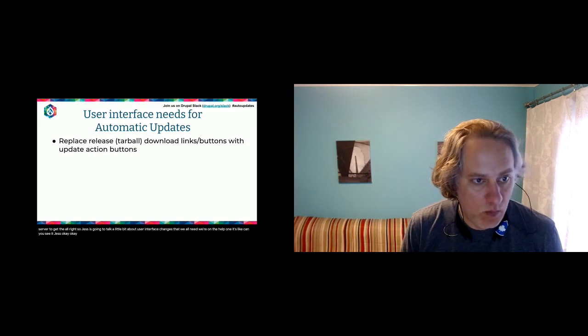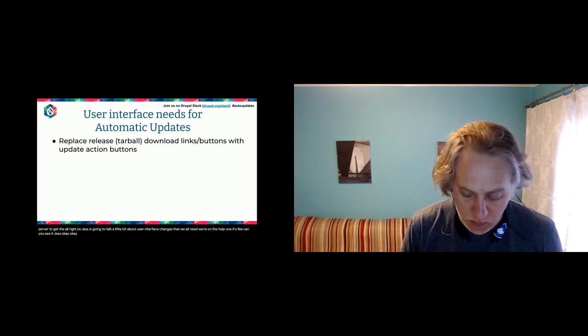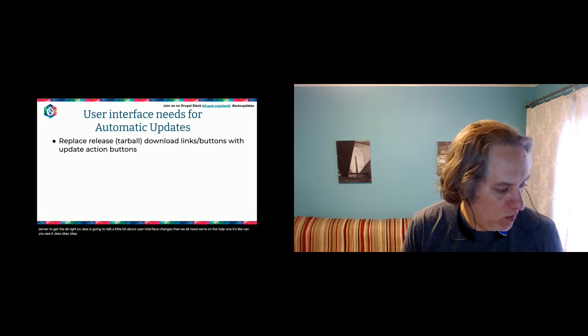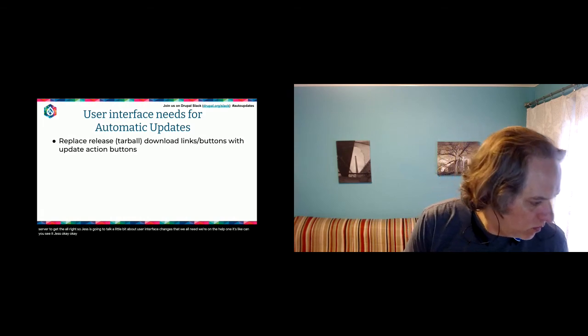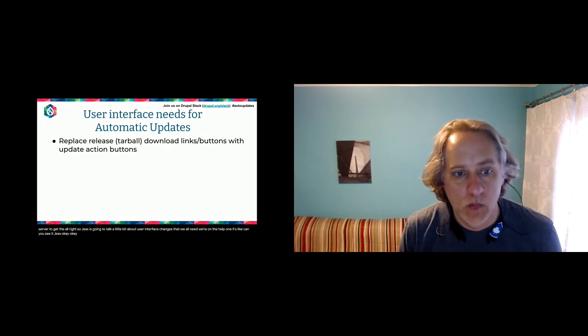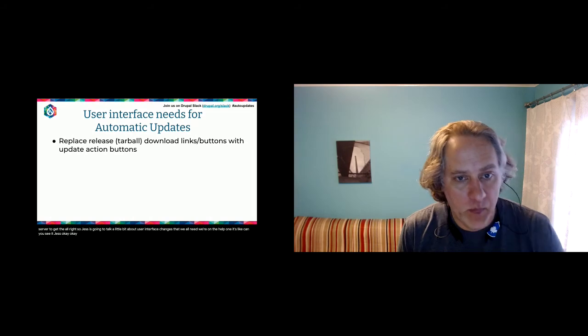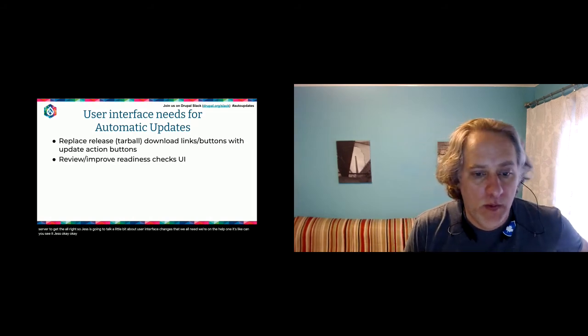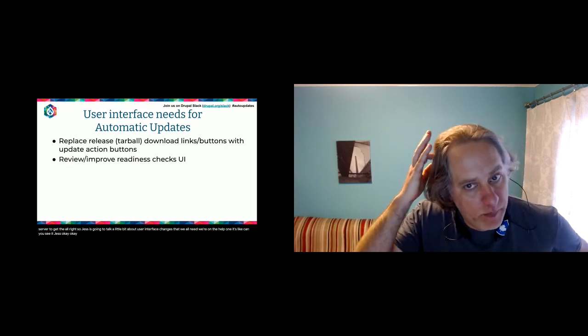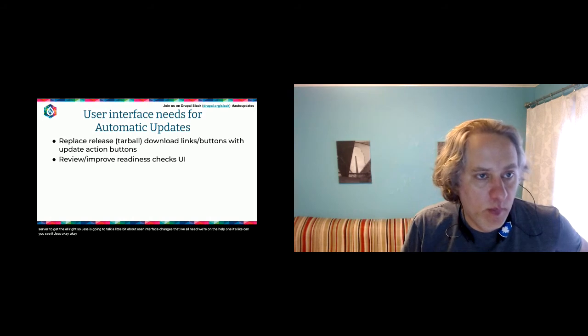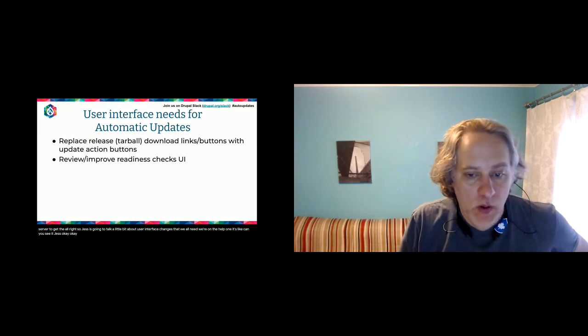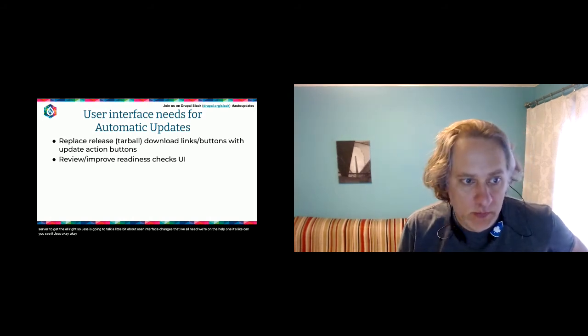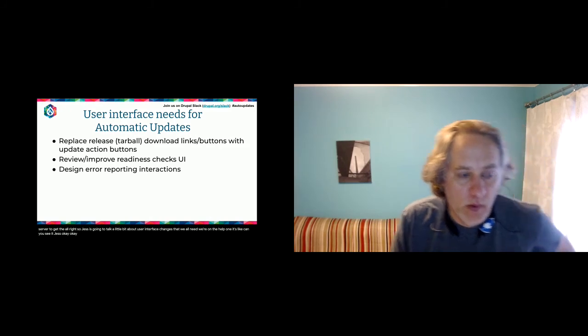And as I mentioned, we also might want to try to reduce the noise and make security updates float to the top and not bother telling you about the versions of all the other modules at the same time. Next, please. We need to review and improve the user interface for the readiness checks. This also hasn't had a UI review. Next bullet. We need to design some user error interactions.